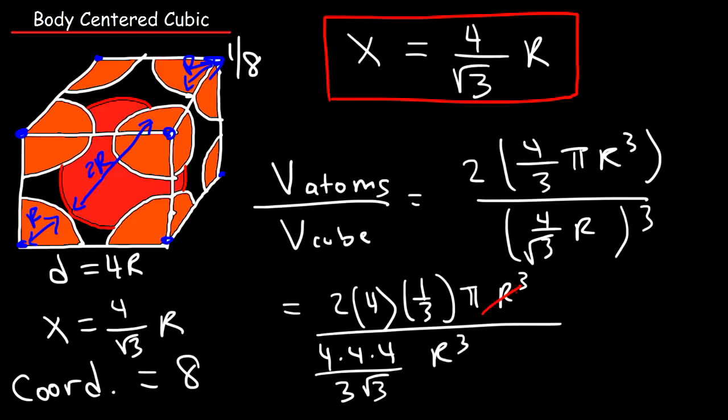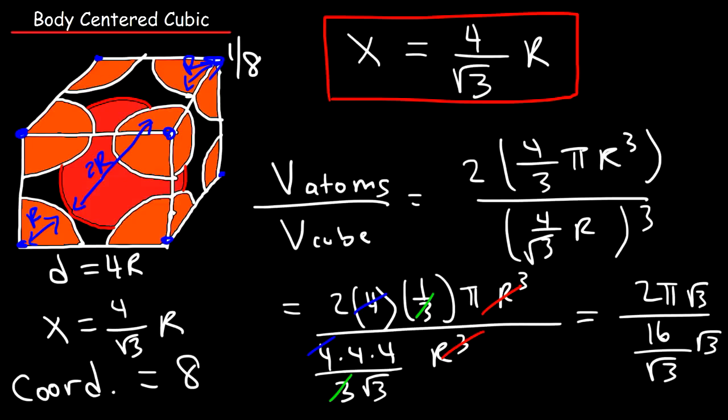So I can cancel r cubed, I can cancel a 4, and I can cancel a 3. So what I have left over on the top is 2 pi. On the bottom, I have 4 times 4, which is 16, divided by root 3. Now I'm going to multiply the top and the bottom by root 3, so that these will cancel. So then the answer is 2 pi times root 3 divided by 16.